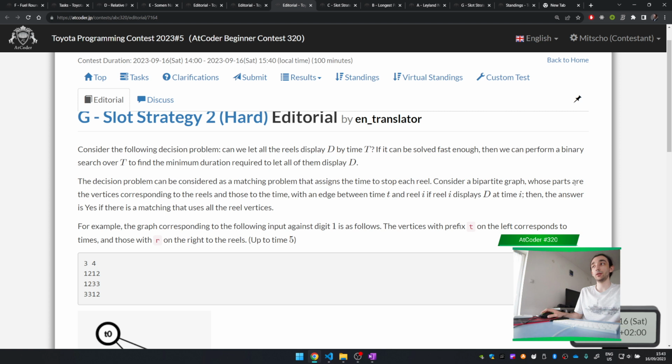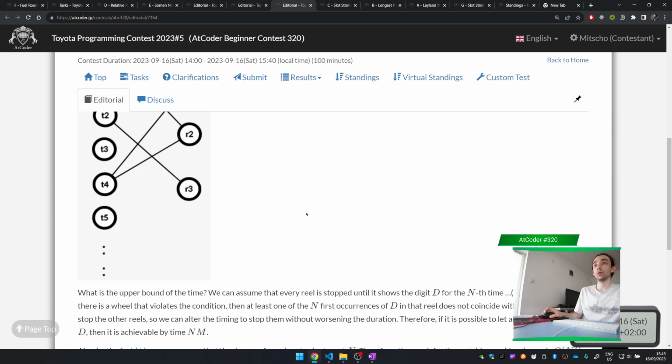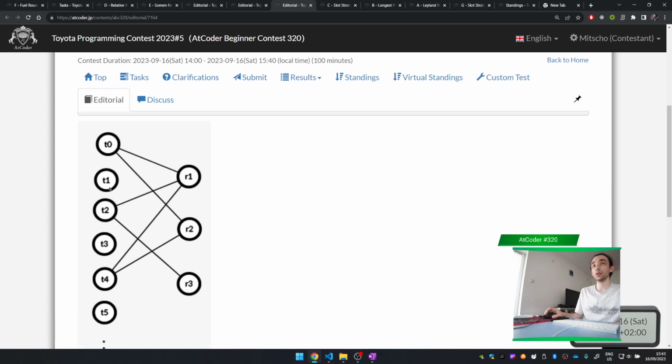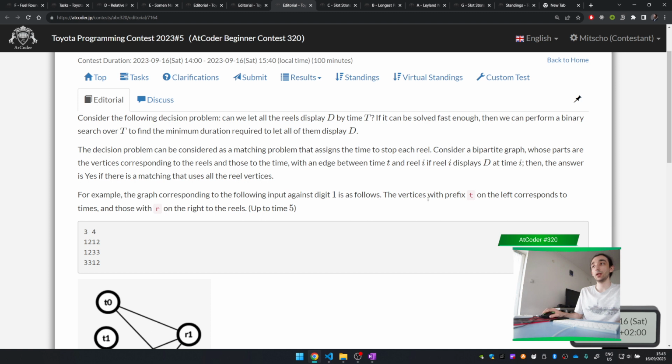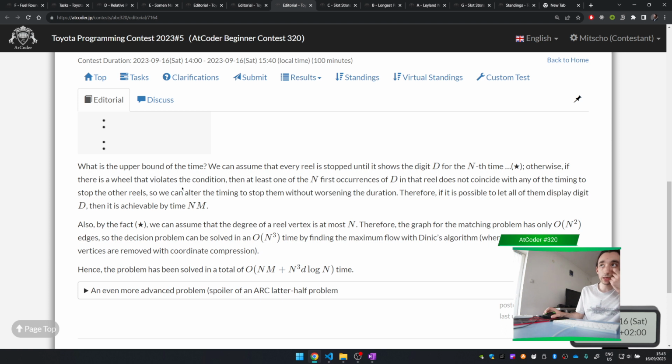Consider a bipartite graph. Oh, so okay, so the time that we can stop each reel. Okay, and then for the example, so this is a matching problem, but now we have to be careful with the upper bound. We can assume that each reel stops until it shows D for the nth time. Otherwise, there is a reel that violates the condition. So there's n times m. It's still what I said. This is the n times m.